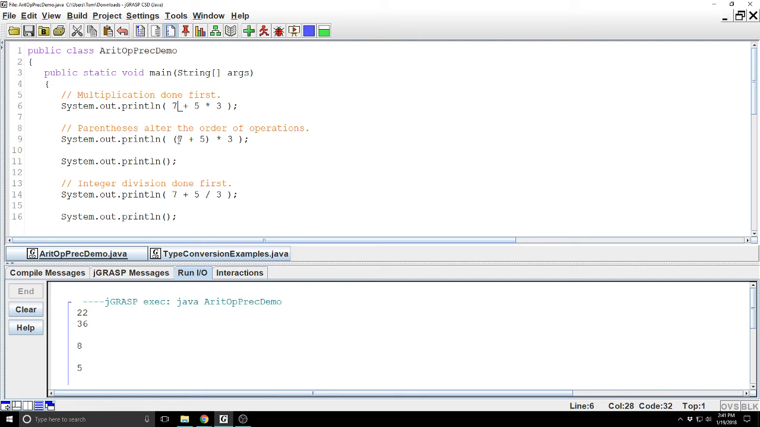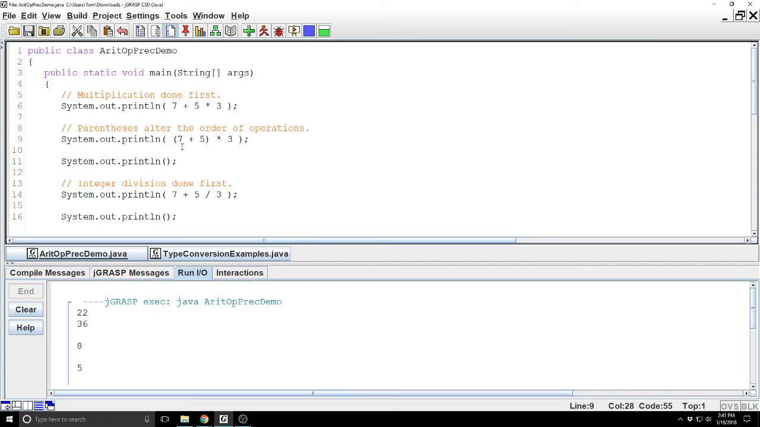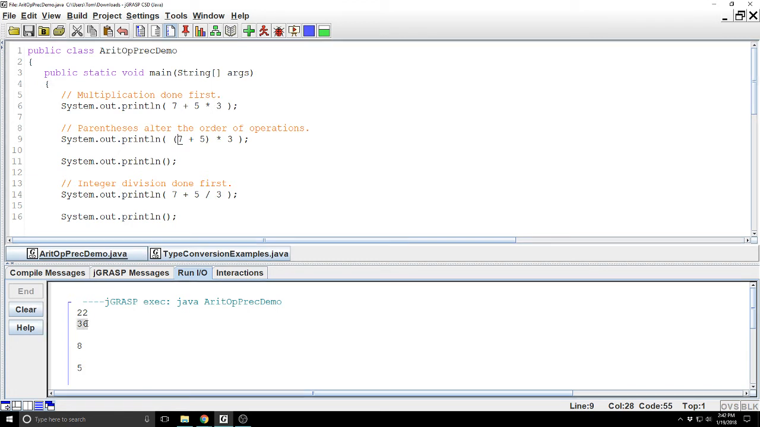In the next expression, I have parentheses. So I need to go in there and follow the rules inside those parentheses. There's really nothing to do inside the parentheses other than add those two things. That's all there is in there. So 7 plus 5 would be 12, and then 12 times 3 would be 36. That's why we get the 36 here. Notice that these two are exactly the same, except that this one has parentheses, and that changes the order of operations.